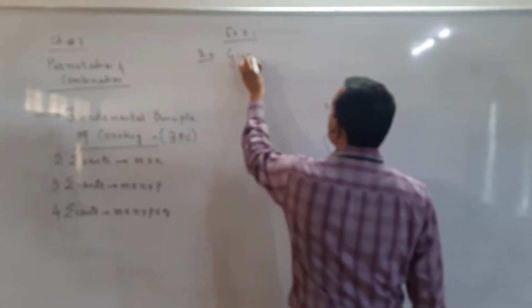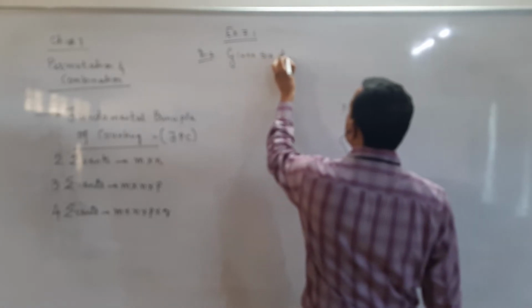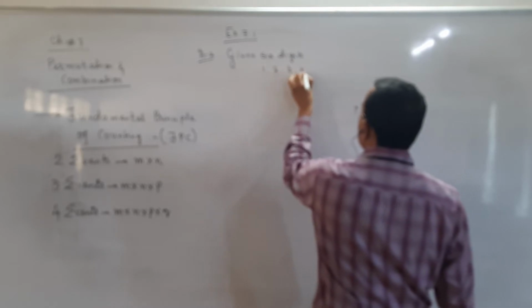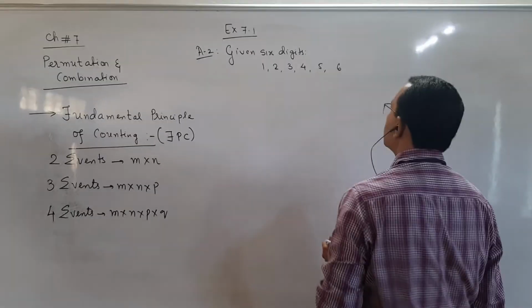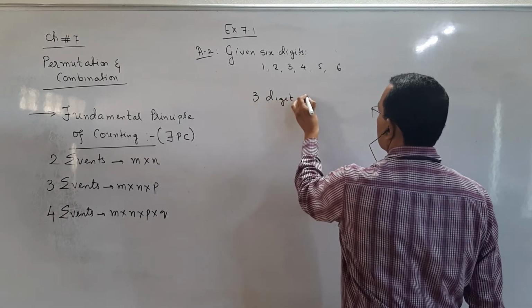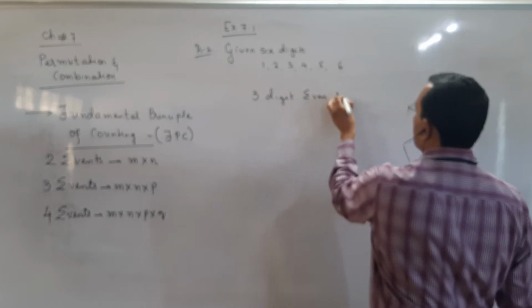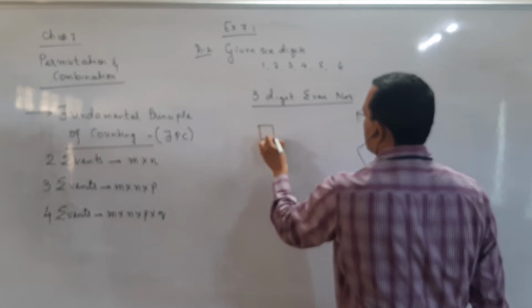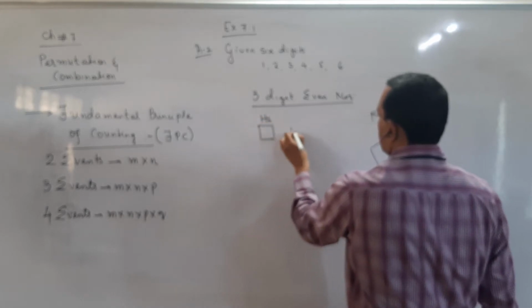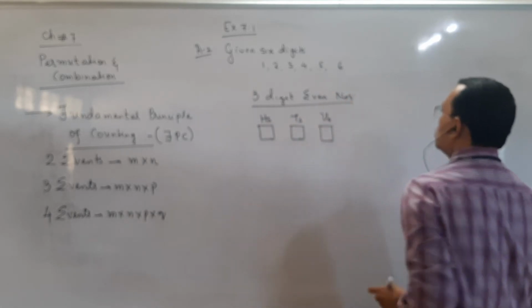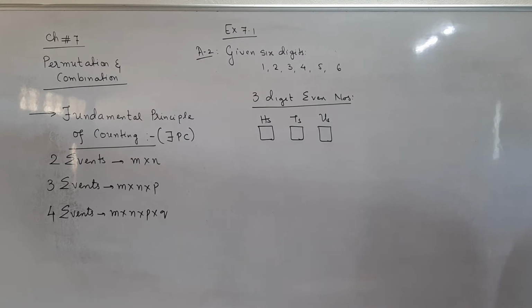Given 6 digits are 1, 2, 3, 4, 5, 6, and I want 3-digit even numbers, and repetition is allowed. So this is hundreds place, this is tens place, and this is units place. Hundreds place, tens place and units place.